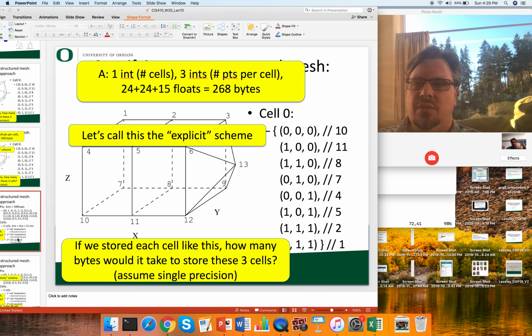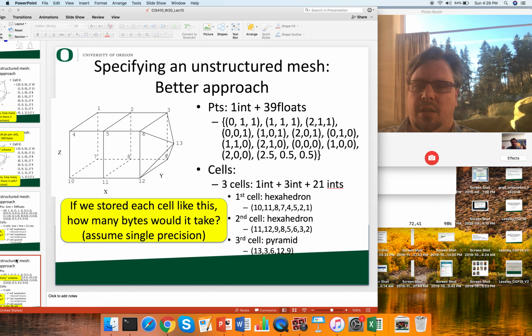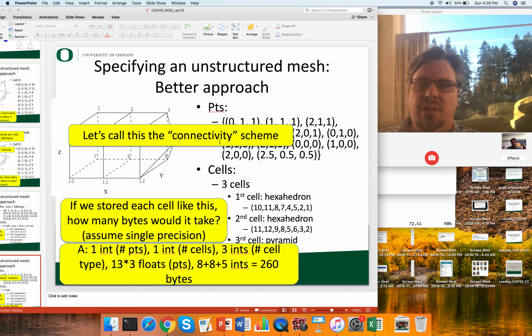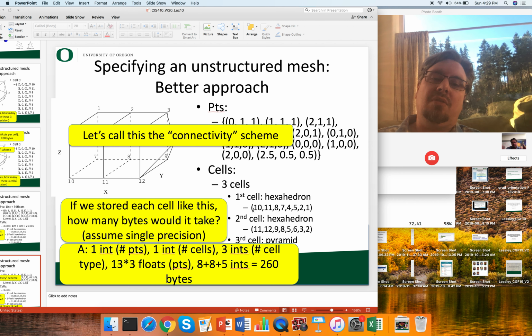And here's this other scheme that I'm saying we should call the connectivity scheme, because this array says how the cells connect. And it takes 260 bytes. It's only saving 8 bytes. And it's more complicated because you have to go to this list, and then it's an offset into another list. So this example is too simple.